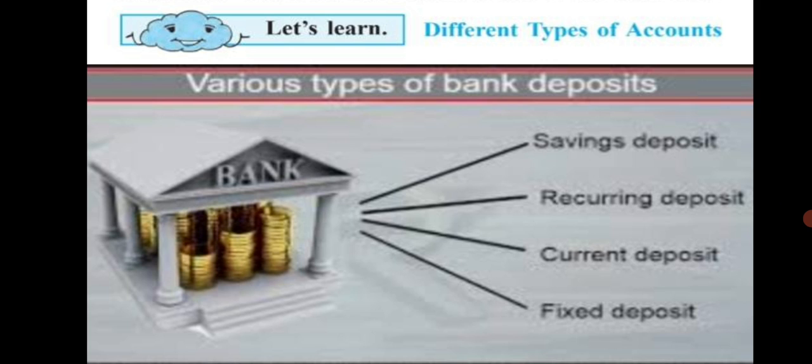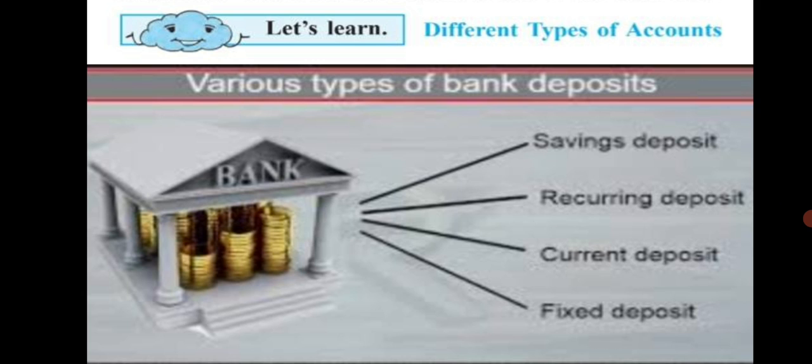Next, we have current deposit. A current account is mainly for traders and those dealing in money on a daily basis. An account holder can deposit or withdraw money any number of times in a day. The bank issues a passbook for this account and also a checkbook on demand. The bank, however, does not pay any interest on the money in this type of account.